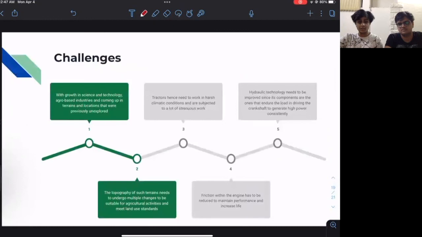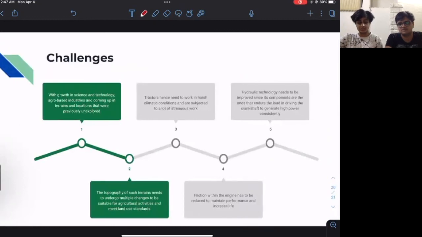Lastly, we'd like to talk about certain challenges and pave a way for research and development which can happen in future. Firstly, we need to understand the growth in science and technology. A lot of agro-based industries have started coming up in various regions which didn't exist earlier. These regions have a topography which is very different from the ones we're usually accustomed to. Therefore, the tractors we need right now should be adapted to these different topographies and the different kinds of rugged atmospheres which come with them.